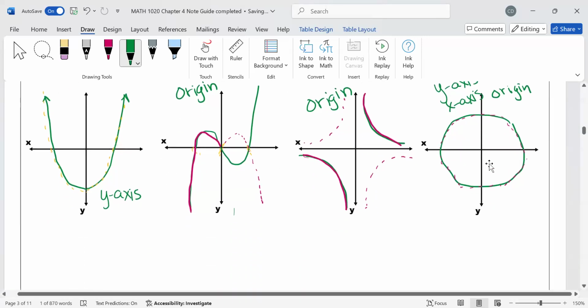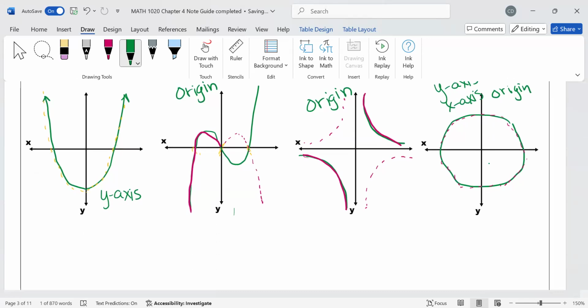We don't have any just Y. I'm just going to sketch one in here. I mean, just X. This would be an example of X-axis symmetry. If you fold it on the X-axis, it's going to match up.